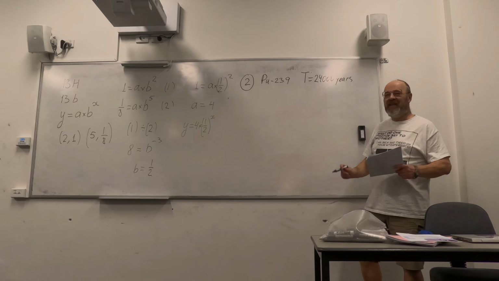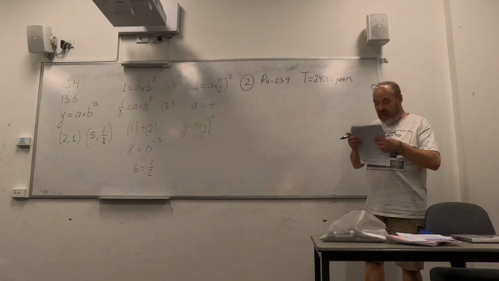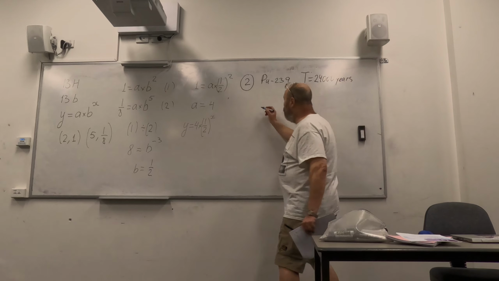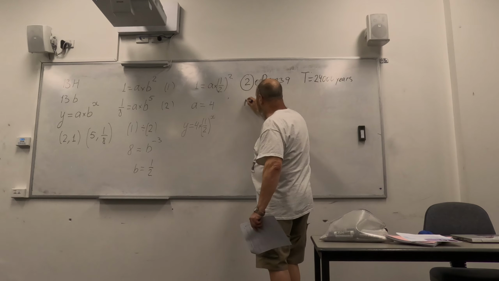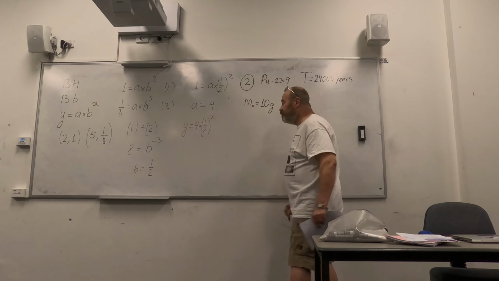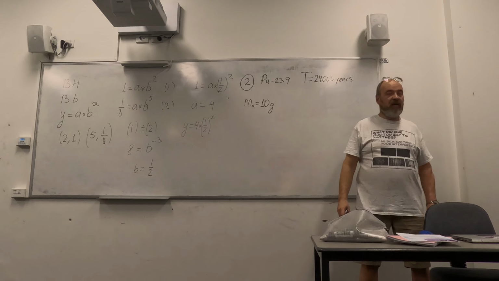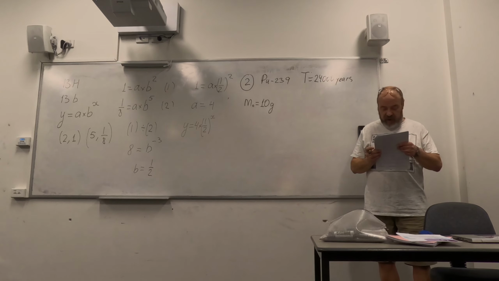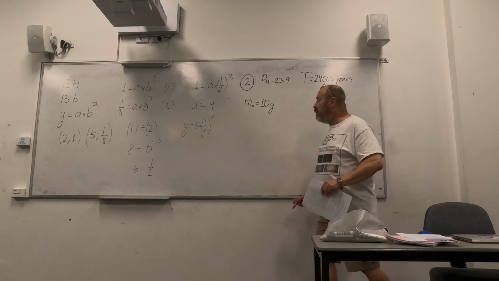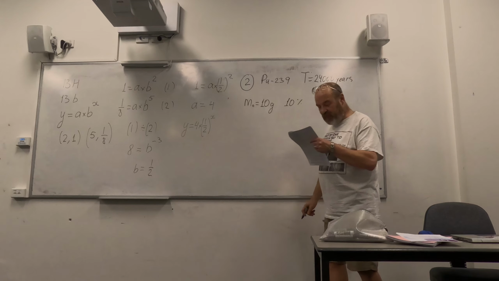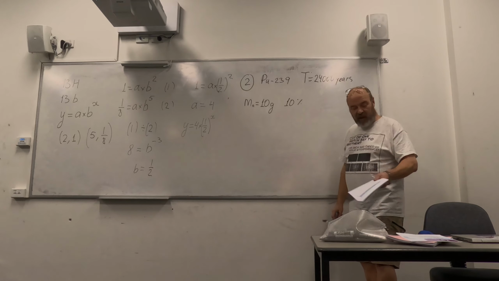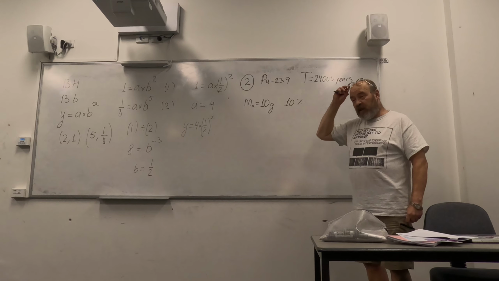So, we have now at the start 10 grams of plutonium. The question is, how long will it take until only 10% will remain undecayed. So, what is 10% of 10?